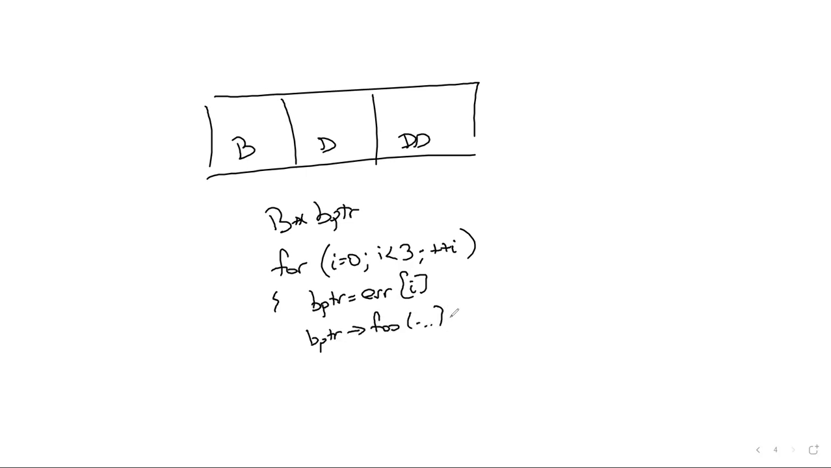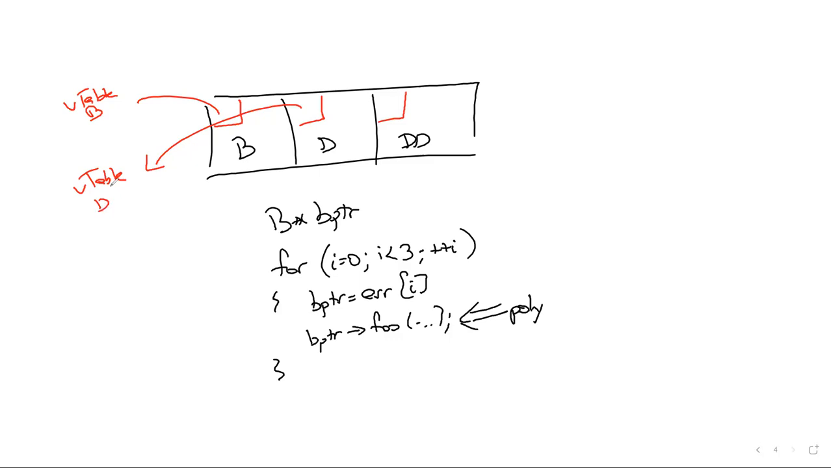Now, how should you know which function should be running? This is the polymorphic step. So how do you know what to run? The answer is that up here in the actual data, there is a vPtr. This one is pointing at the V table for B, this one is pointing at the V table for D, and this one is pointing at the V table for double derived.